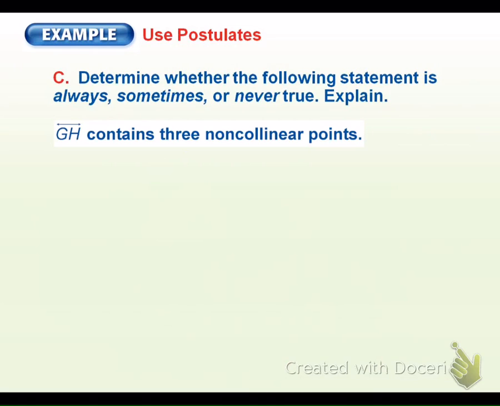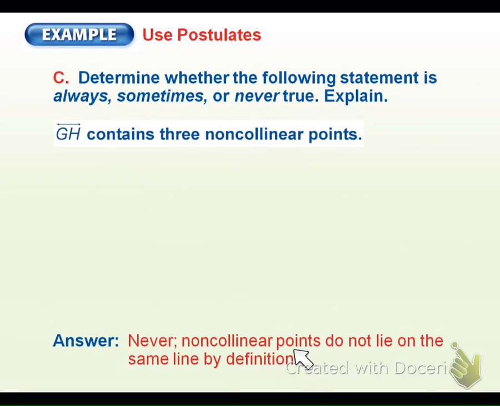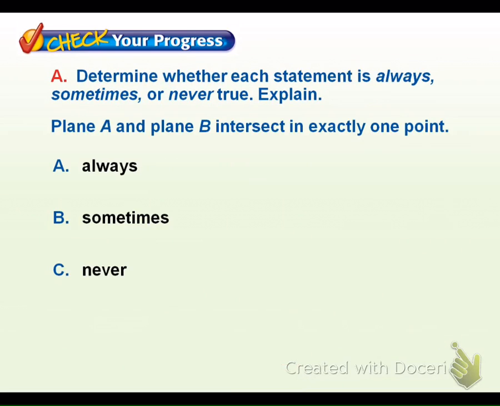How about this? Is this always, sometimes, or never true? Line GH contains 3 non-collinear points. Always true, sometimes true, never true. That's never true, right? Non-collinear means that they aren't on the same line. So you can also use definitions to help you prove things. Non-collinear means not on the same line, so that's never true by the definition of non-collinear. So you don't have any definitions on your postulate sheet, but you can use those to help you prove things as well.